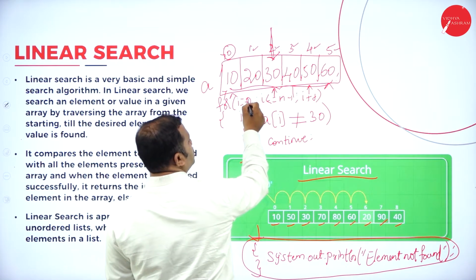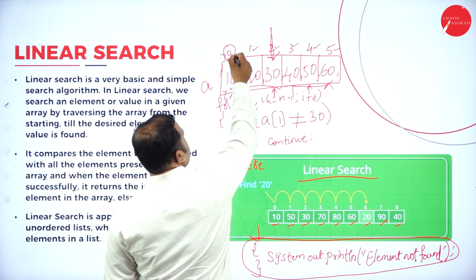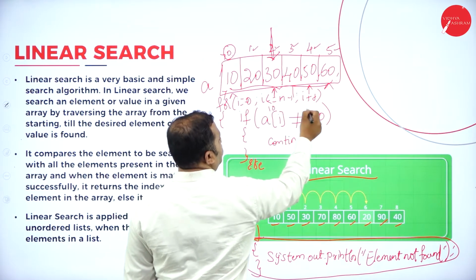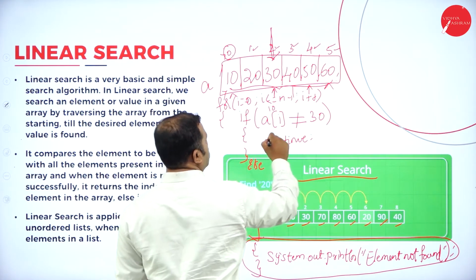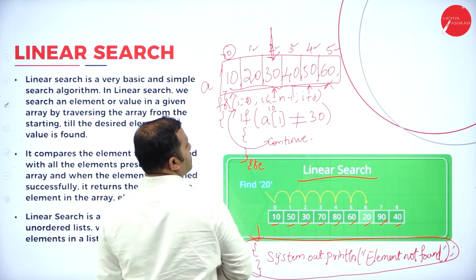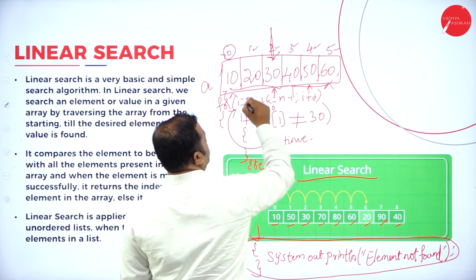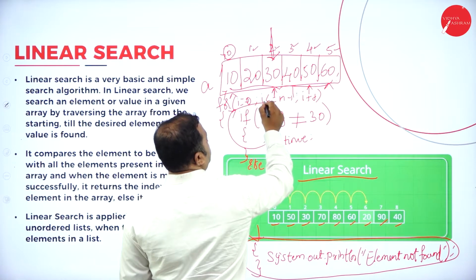What is the value of i initially? 0. A of 0 means 10. 10 is not equal to 30. Yes, it is correct. It goes back again. i is incremented by 1. What is the value of i next time?